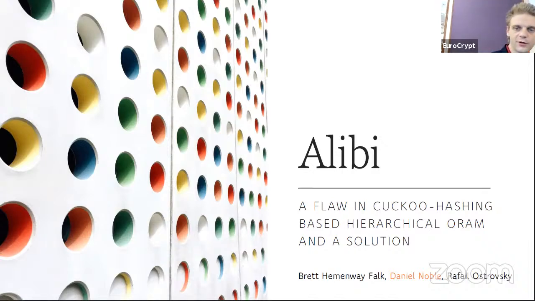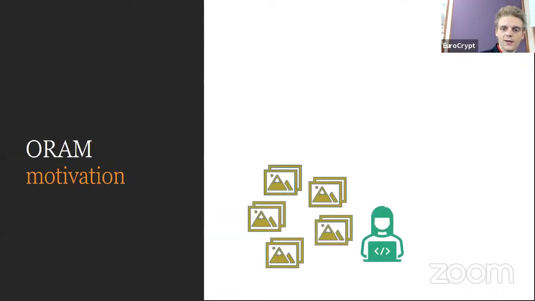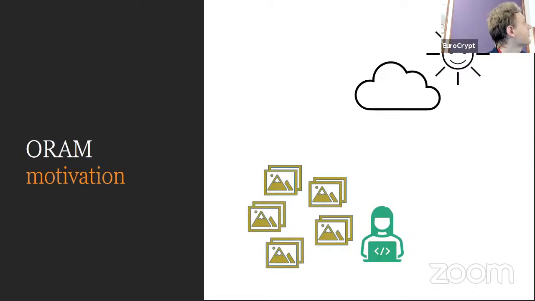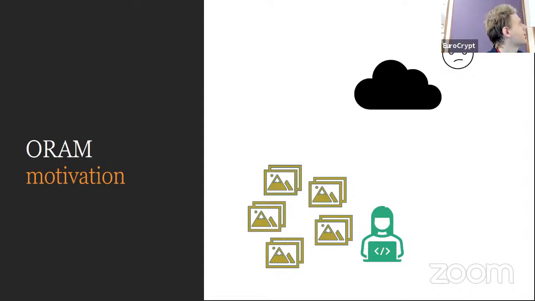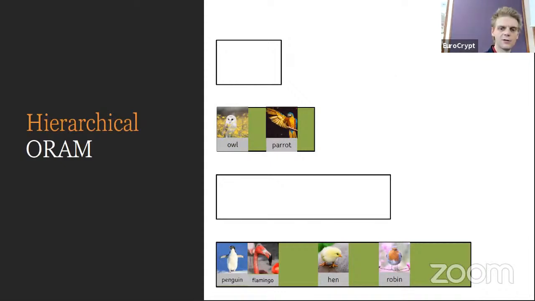So, starting with ORAM. Imagine you have a user who has a lot of data. They want to store their data on the cloud, and they could encrypt the data, but they don't really trust the cloud service provider. So ORAM is a way that they can store their data on the cloud without the service provider learning their read and write access patterns. Hierarchical ORAM is a method of doing this.